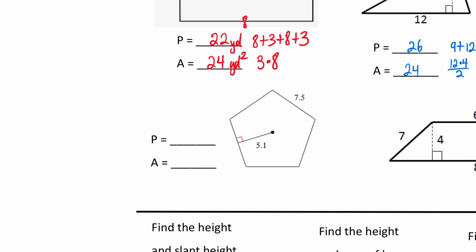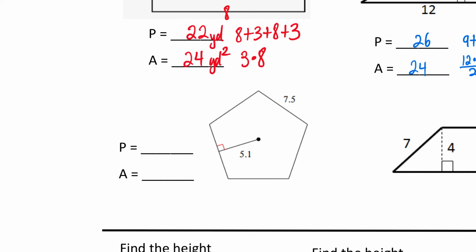Okay, so on this shape, what is this shape? Pentagon. How would we find the perimeter of this regular pentagon? Good, 7.5 times 5, which is 37.5.